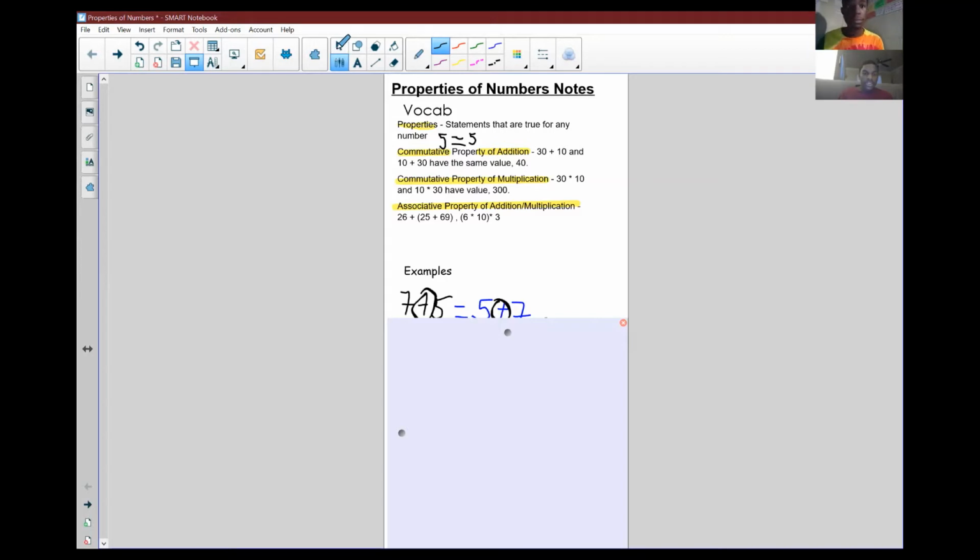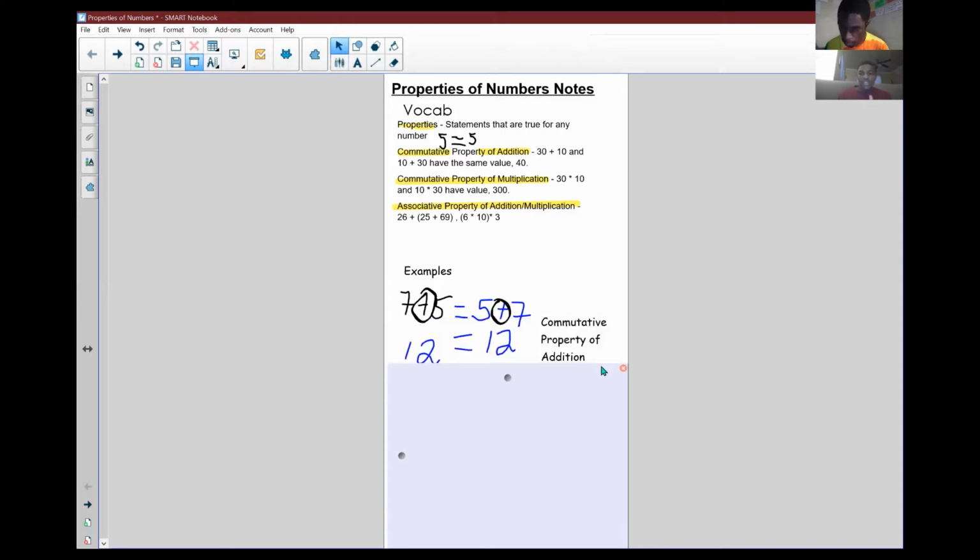And if my mouse would act okay with this one, and it's not responding. Oh, okay, here we go. All right, so that's your answer. It's commutative property of addition.